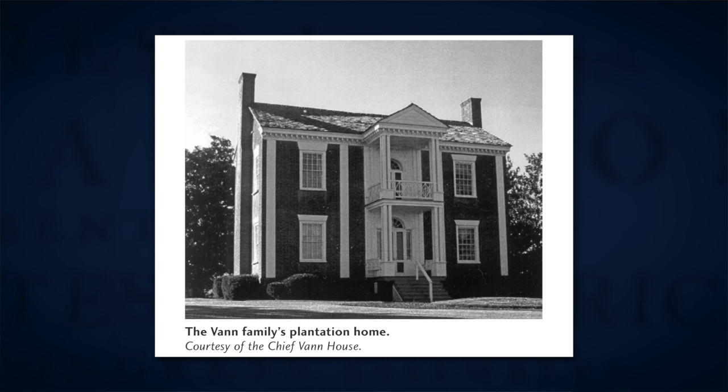So suffice to say, this is not the sort of property that we usually think of a Native American inhabiting in the 1800s, but this is the wealth that slaveholding provided. You can actually go see the Vann House today. It's located in Northwest Georgia, and it's actually been made into a museum.